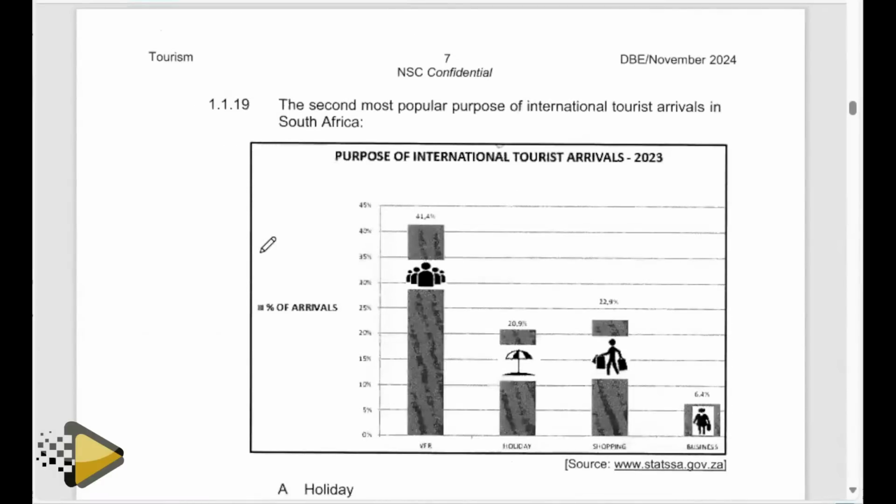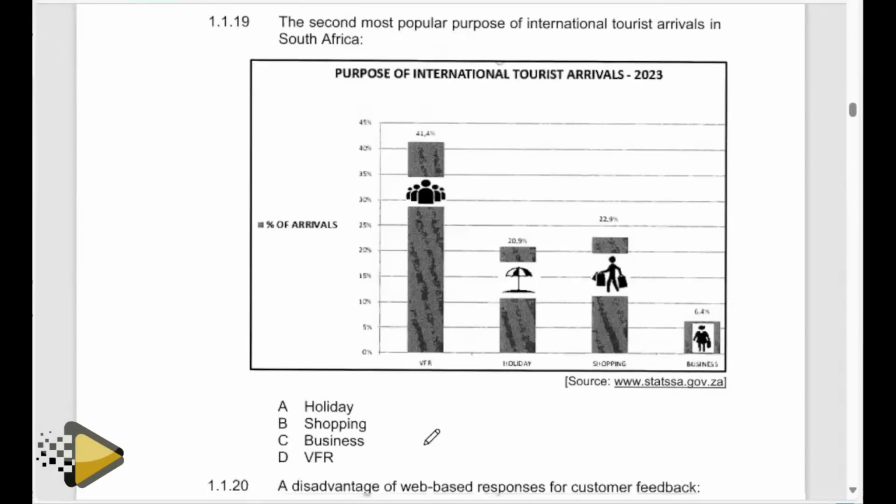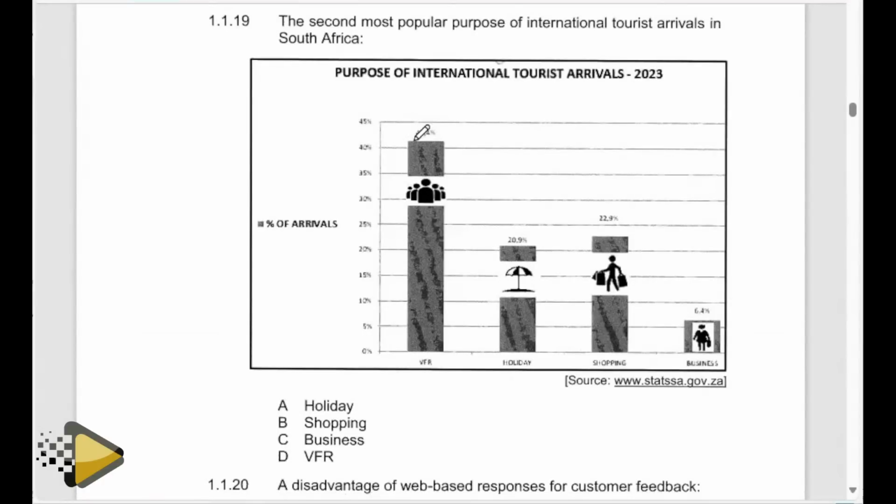Then 1.1.19, the second most popular purpose of international tourist arrivals in South Africa. So we first have to look at the graph which has been provided. In the first bar, we have VFR, visiting friends and relatives, standing at 41.4%. Then the second one would be visitors for holiday, standing at 20.9%.